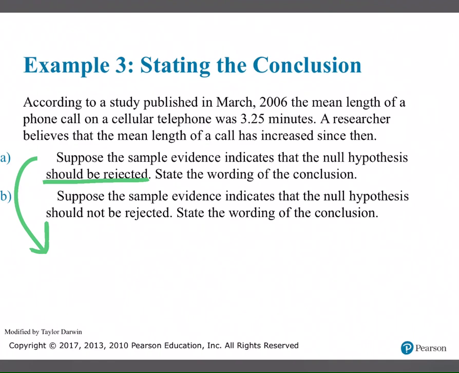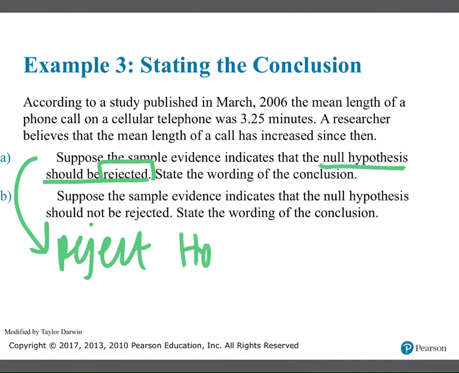So if we were going to state the wording of this conclusion, all we would say is we reject because it told us. And how we know if we reject, that's what we're going to learn about in 10.2. But let's just say it tells us that we're going to reject. So we say we reject the null, which was mu equal to 3.25 minutes. And that is how you would reject.